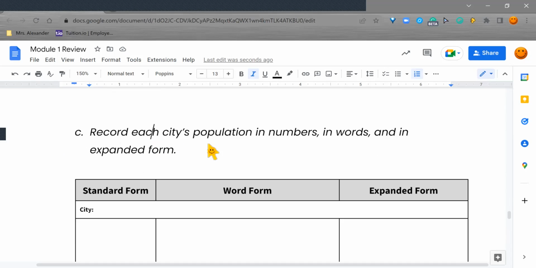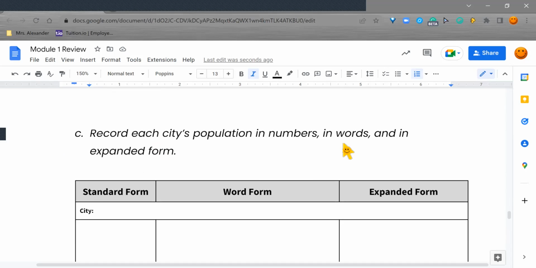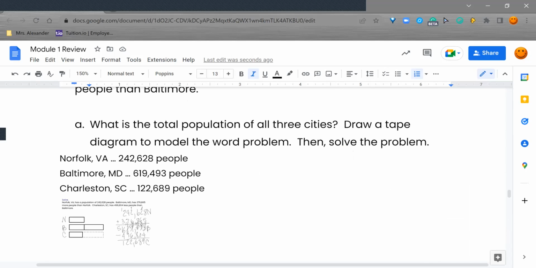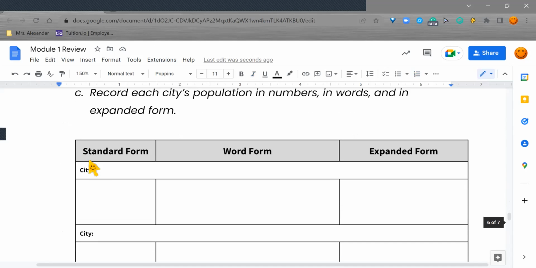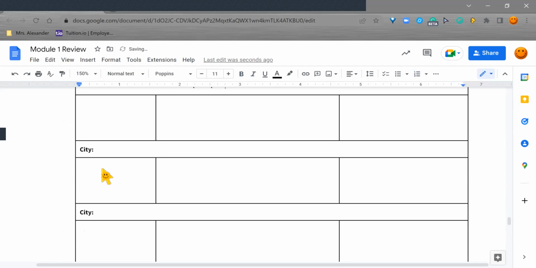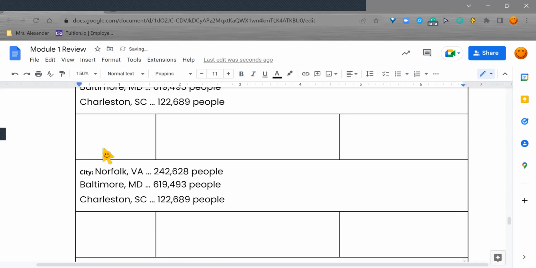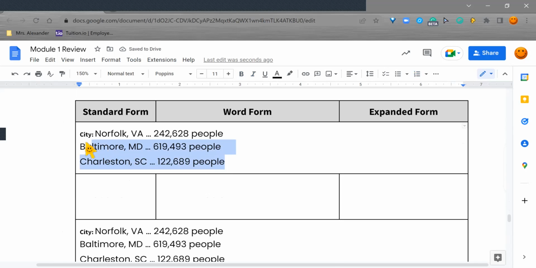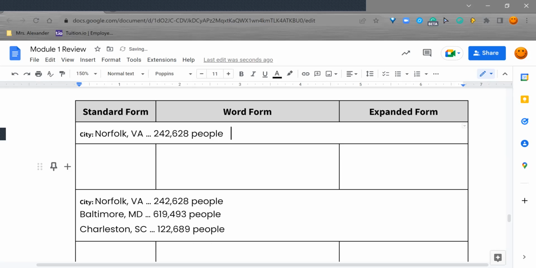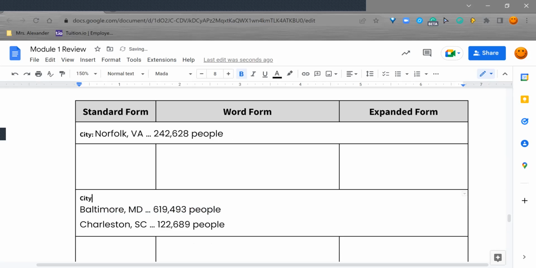Right here says record each city's population in numbers, words, and expanded form. So know that work I did before right here. I'm going to go ahead, copy, highlight it, Control C, and now I'm going to bounce down in here where it says city and hit Control V. I'm going to do the same thing to all 3. But then what I'm going to do is I'm going to delete 2 of them from each. So the first one, I'm going to delete everything but the Norfolk. The second one, I'm going to delete everything.